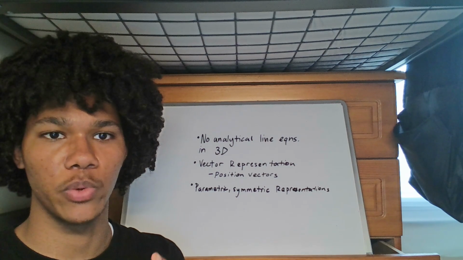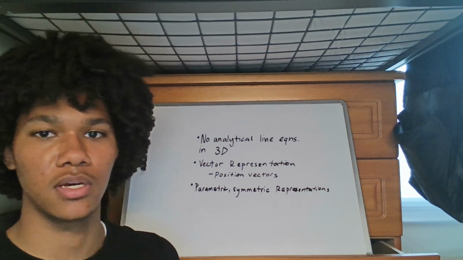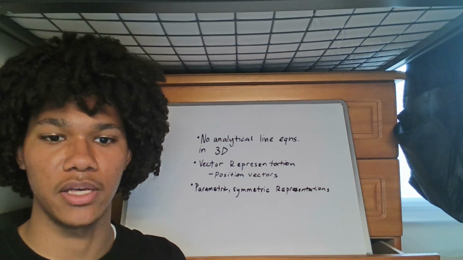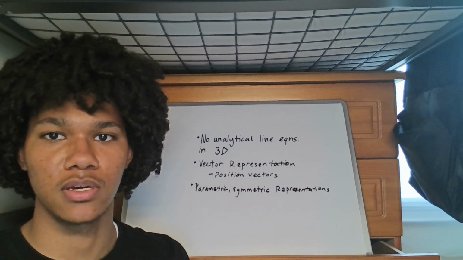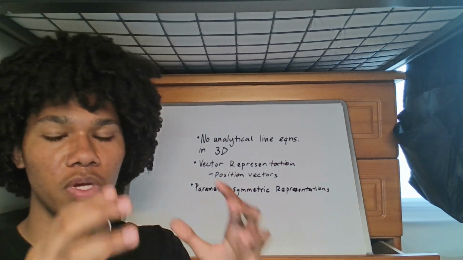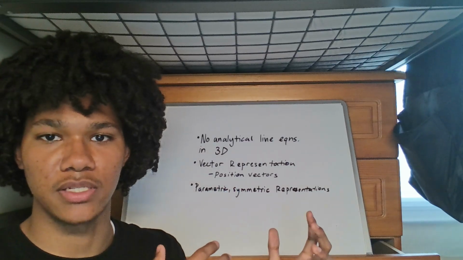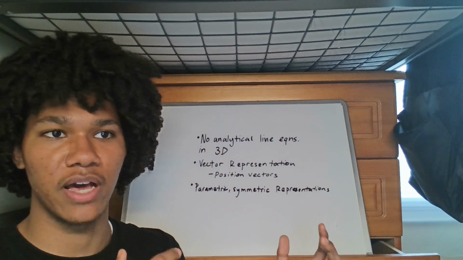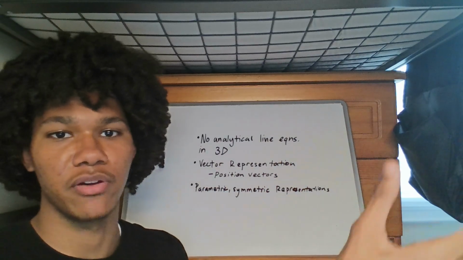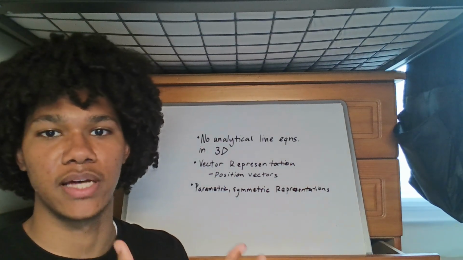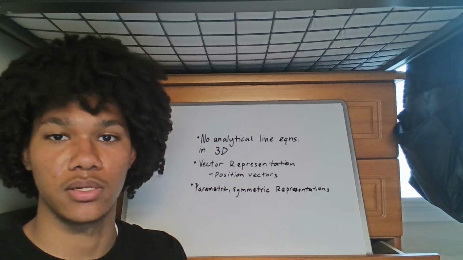In this video, we went over how to represent lines in 3D space. The first thing we went over is that you can't use an analytical equation to model a line in space. What that means is you can't have one single equation with a left side equal to a right side that somehow represents a line. That's not true. But in space, what that would do is actually give you a plane, not a line.